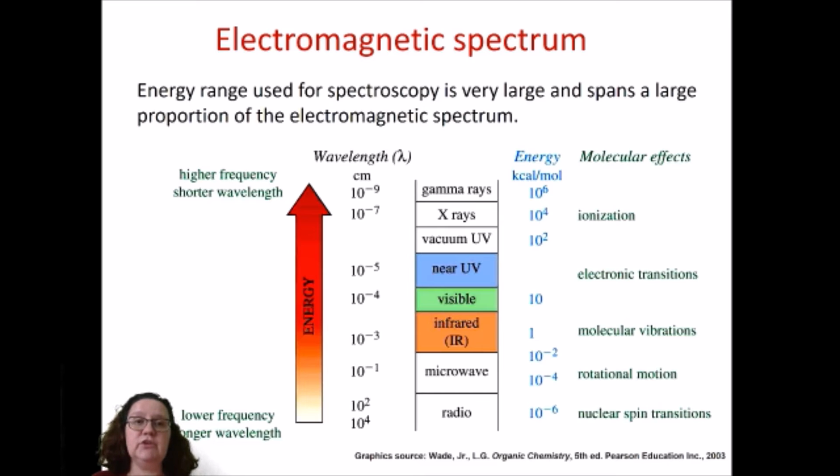The energy range used in molecular spectroscopy is very large, and it spans a very large proportion of the electromagnetic spectrum. Here I have highlighted some of the key ones that we use: UV spectroscopy, visible spectroscopy, and infrared spectroscopy, which is what we are looking at in these videos. Infrared radiation is capable of exciting molecules and making them vibrate and change their vibration patterns, and that's what we can detect when we use an infrared spectrometer.